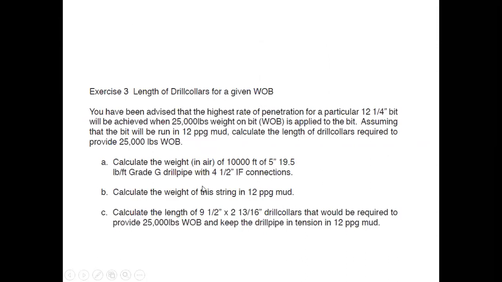The second thing is we have to calculate the weight of this string in 12 ppg mud. So we have 12 ppg mud in all the borehole of this 10,000 feet, and we check how much is the weight in air and how much is the weight inside the well. Then we have to calculate the length of drill collars. How many drill collars should we use to provide 25,000 pounds weight on bit and keep the drill pipe in tension at 12 ppg. Do you understand the question, or should I clear it more? So there are three parts. First part is asking for drill pipe weight. Second part is also asking for drill pipe weight. Third one is asking for the drill collar weight inside the borehole.